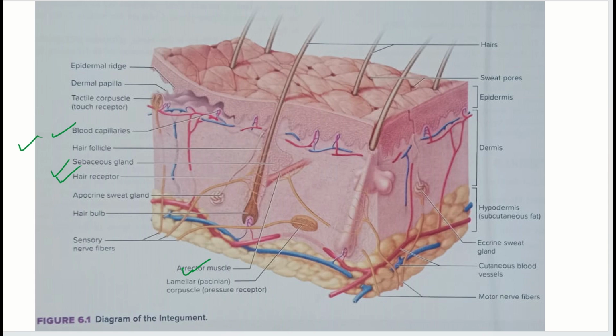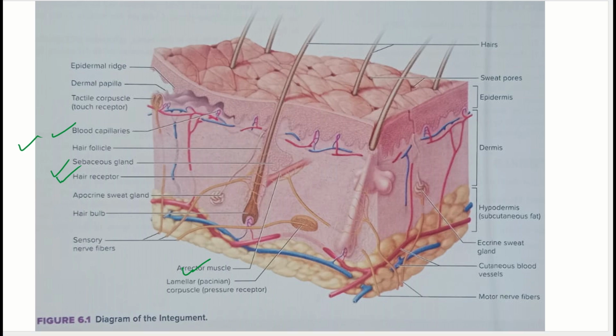beyond the range of these receptors, pain receptors are stimulated, and the pain receptors are naked nerve endings in the dermis that respond to numerous environmental stimuli. So these were the different receptors that are present in the dermis region of the skin.